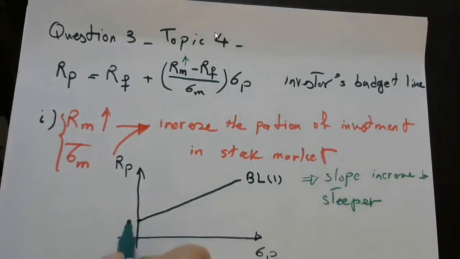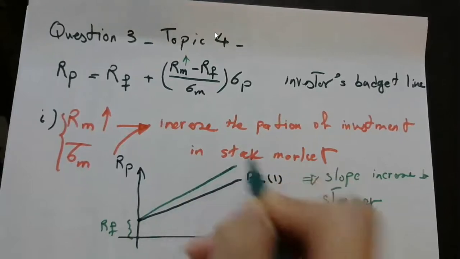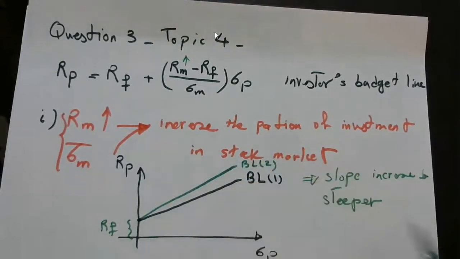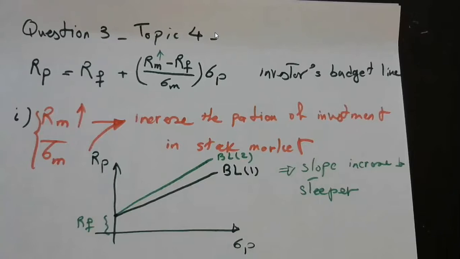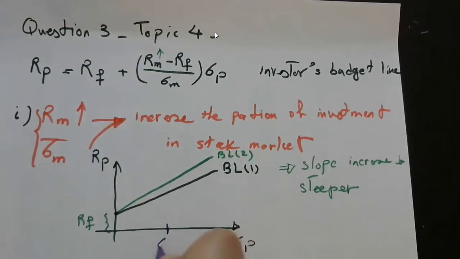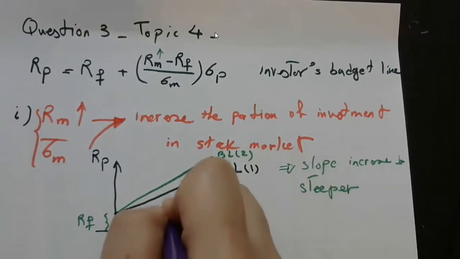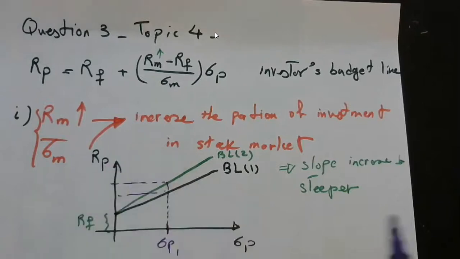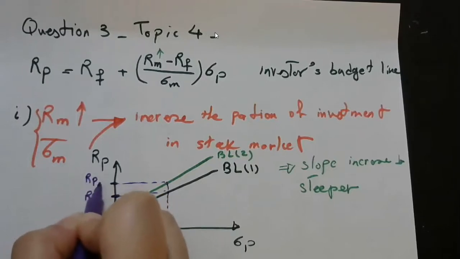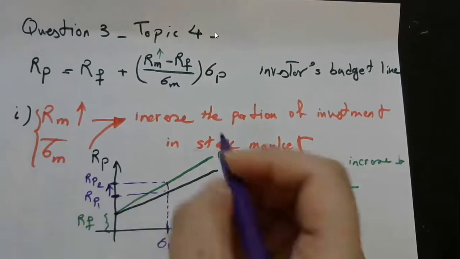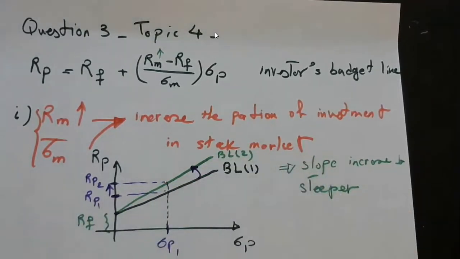How about the intercept? The intercept stays the same, because RF remains the same. So the budget line will be like this. This is BL2. How can we show that with a fixed amount of risk, the return has increased? It's simple. We assume the risk is here, fixed, whatever amount. Previously the return on the portfolio was this much. Now the return on the portfolio is increasing, and this also shows the increase.